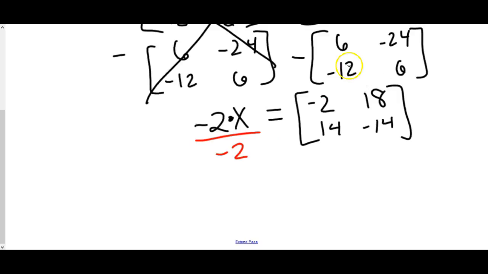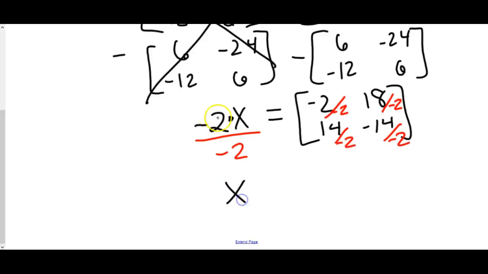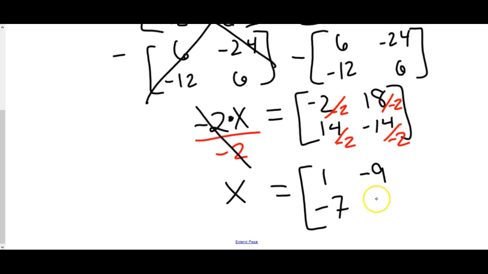So when we come over here to our matrix, just like multiplication goes to everything, if you're doing scalar division, the dividing will go to everything. We're going to divide all of them by the negative 2. So it cancels on the left. That's why we did the opposite. Negative 2 divided by negative 2 is 1. 18 divided by negative 2 is negative 9. 14 divided by negative 2 is negative 7. And negative 14 divided by negative 2 is positive 7. So that concludes our discussion on scalar multiplication for matrices.